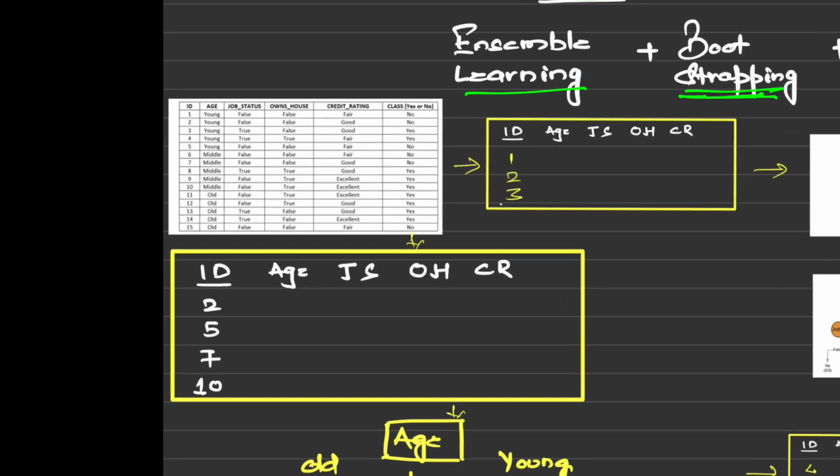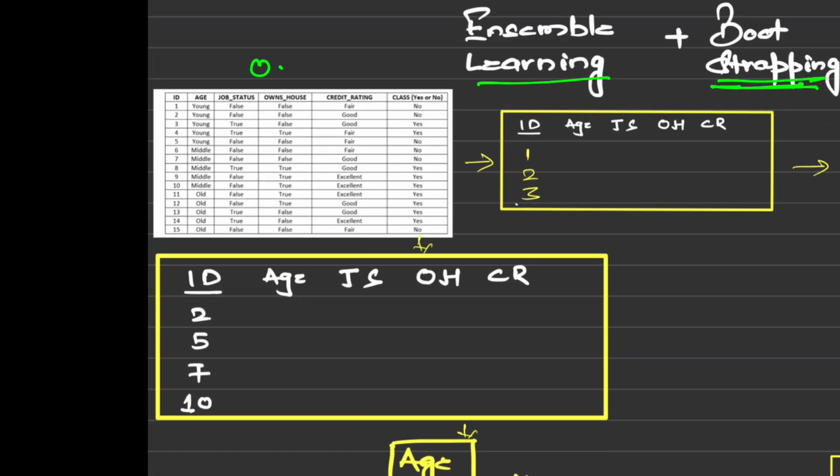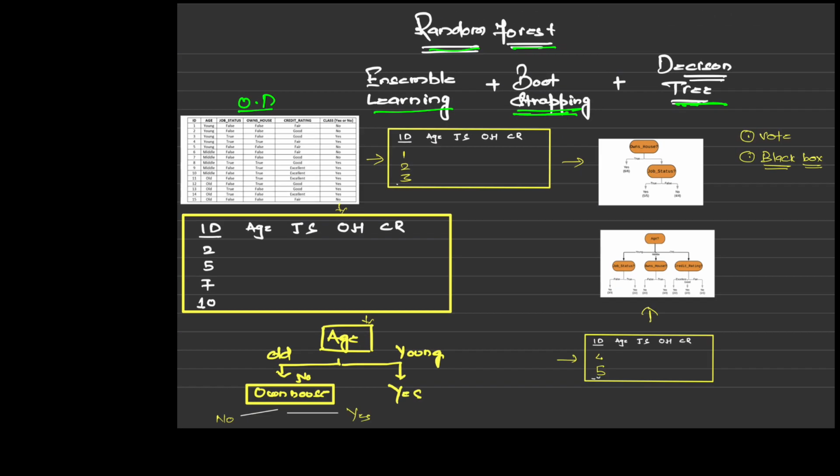Okay, so assume that this is my original data. So I will bootstrap my data. I randomly select a few IDs. Say I selected ID number 2. There are multiple IDs from 1, 2, 3, 4, 5, 6, 7 till 15. We have different IDs. So I have selected 2, 5, 7, and 10. I will have age, job status, house owner or not, credit rating. And then I will create what?